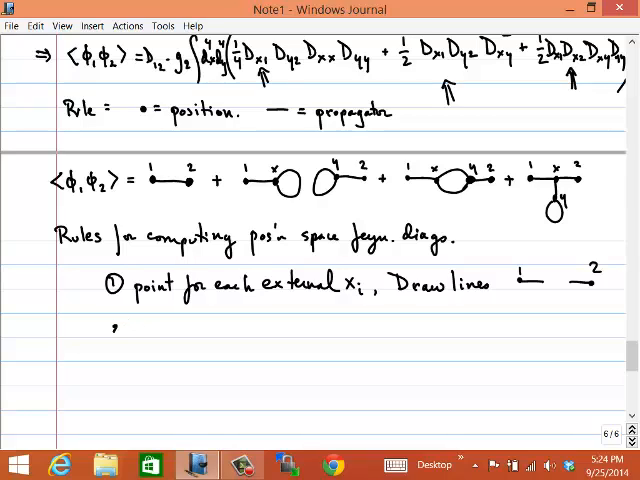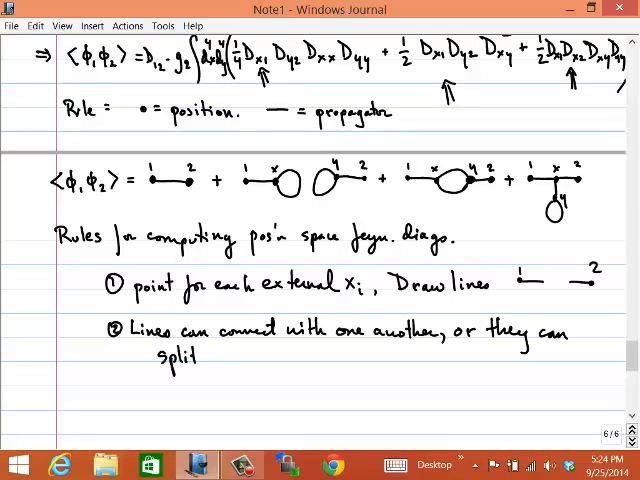And the rule is that lines can connect with one another, or they can split at a point where there is an interaction, which is usually called an interaction vertex. So in this phi cubed theory, you're allowed to have vertices where three lines come in together and meet like that.